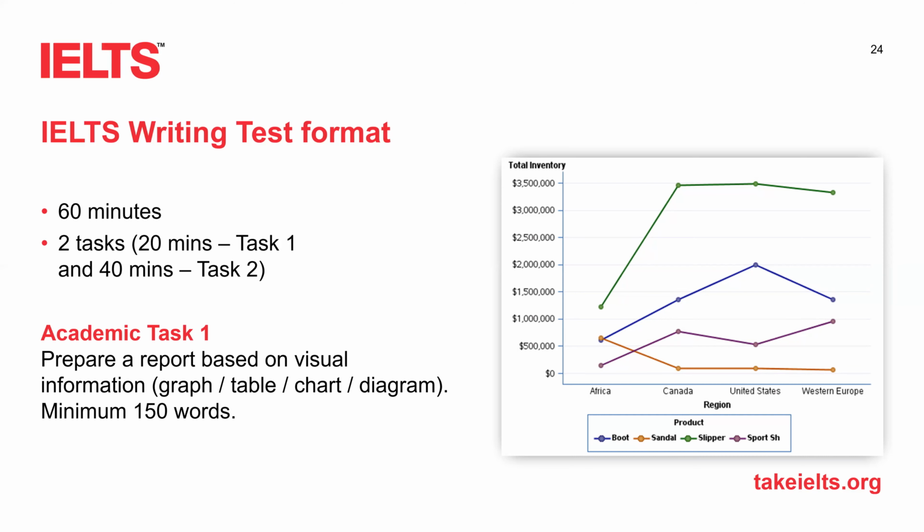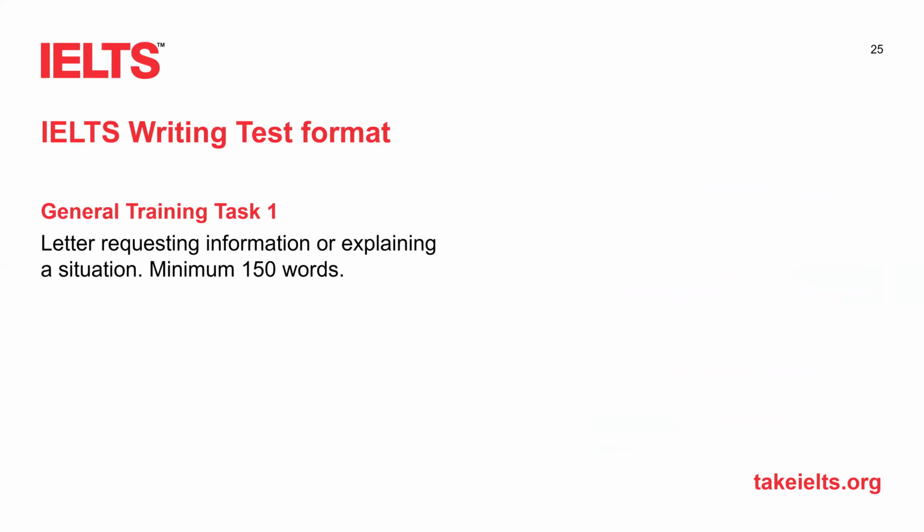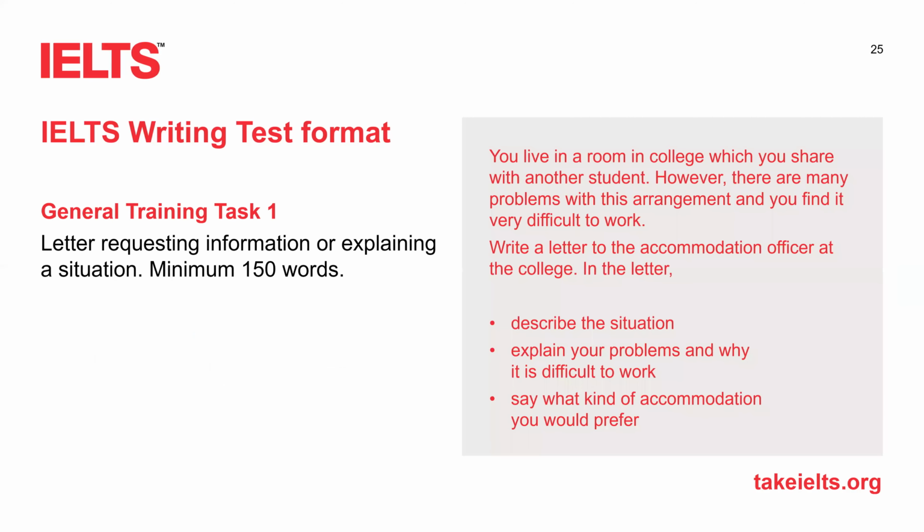The general training, on the other hand, requires you to write a letter requesting information or explaining a situation. The word requirement is exactly the same, a minimum of 150 words. Again, let me show you an example. So the task will give you a general outline of the situation, tell you who you need to write the letter to, and also what you need to cover in the letter, which is what those 3 bullet points are towards the end.